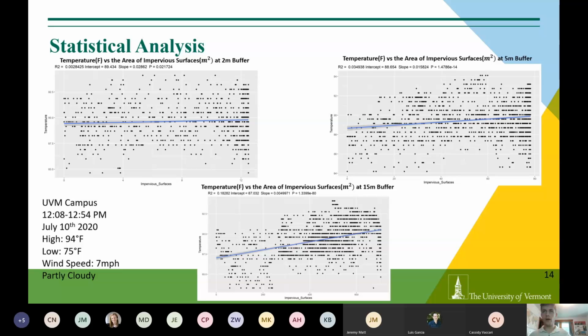All 3 of these plots have slopes that are greater than 0 and p-values that are less than 0.05. So therefore, there's a statistical significance at a confidence interval of 95% that there is a relationship between the increase in temperature and the increase in area of impervious surfaces.